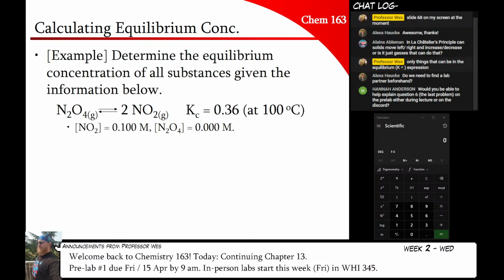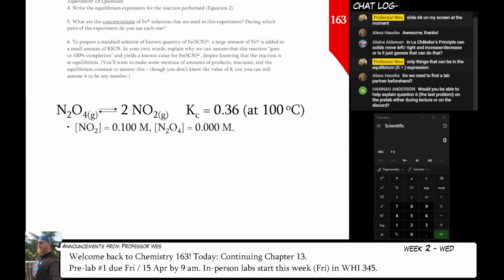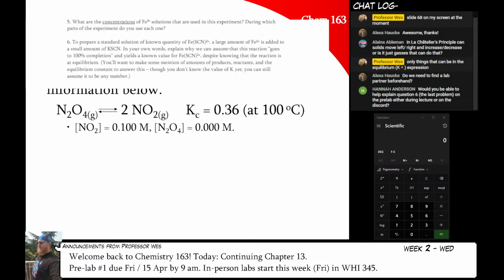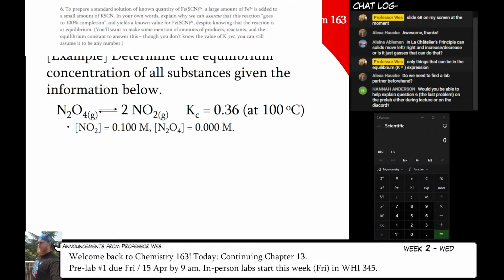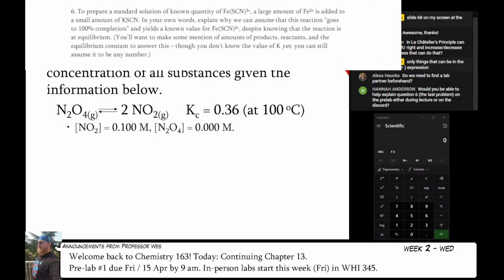Because y'all are working on this problem, I assume. Did that pop up on the screen? It did not. Okay, so let me put 6 on the screen here. And I can just very briefly talk about it. Oops, that's not going to work. There we go. That's what I want. So there's question 6 from the pre-lab on the screen.